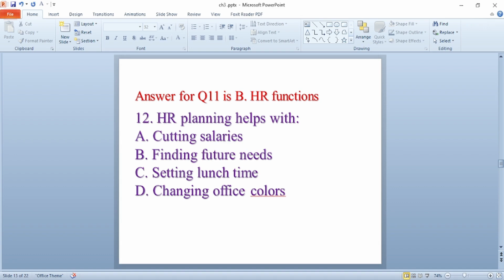Question number 12. HR planning helps with dash. A. Cutting salaries. B. Finding future needs. C. Set launch time. D. Changing office colors? The answer for this question is B. Finding future needs.